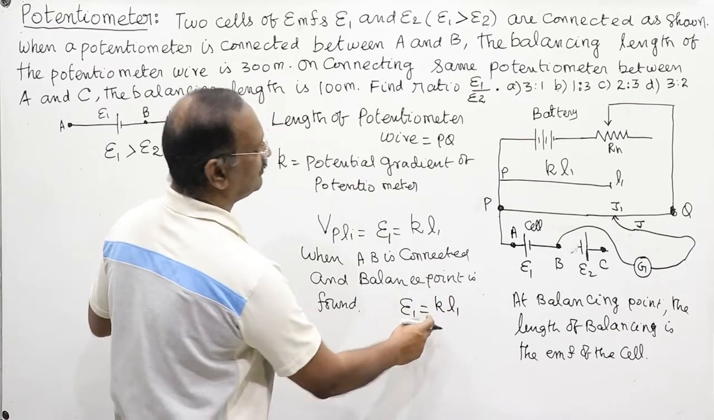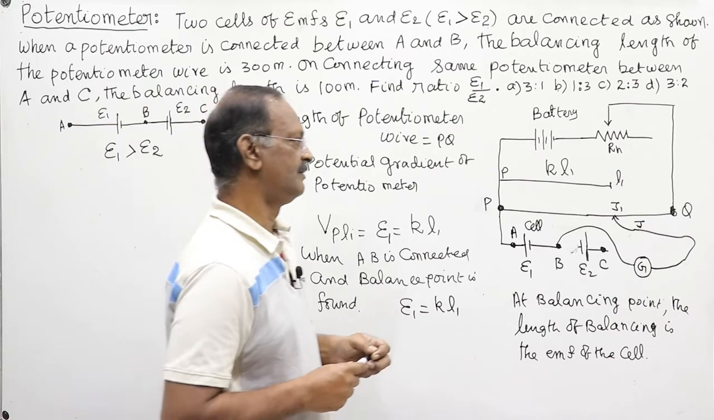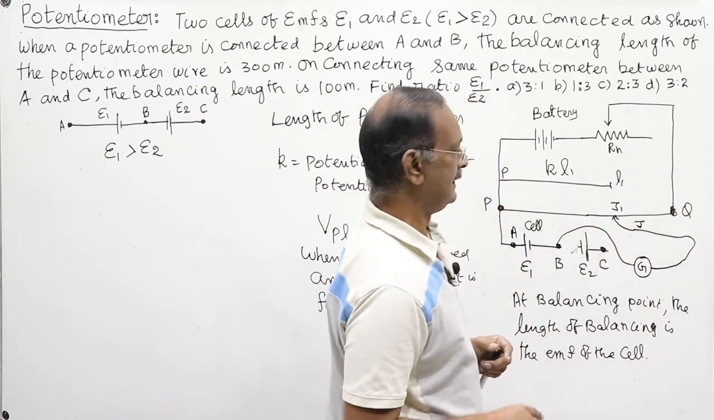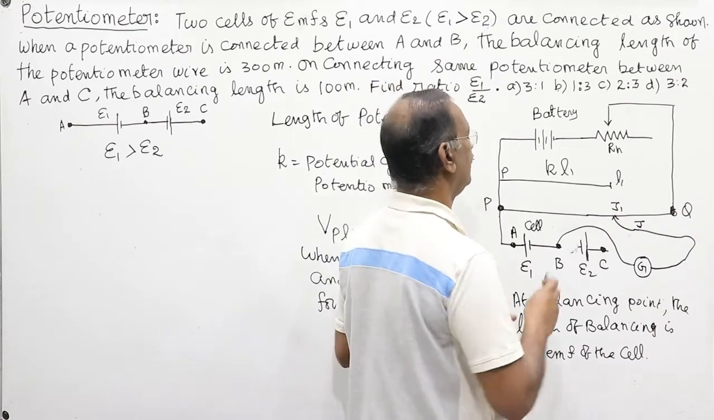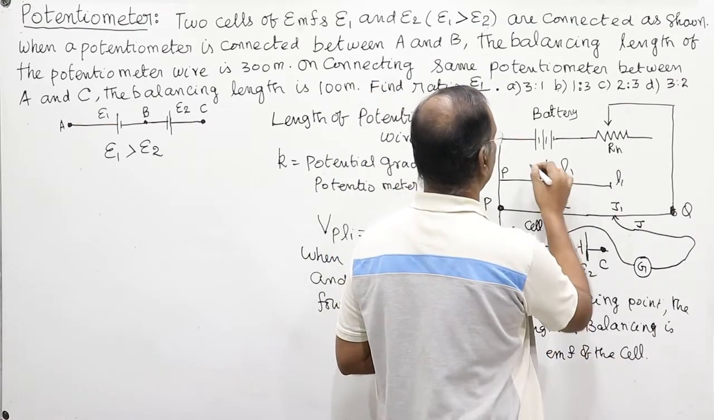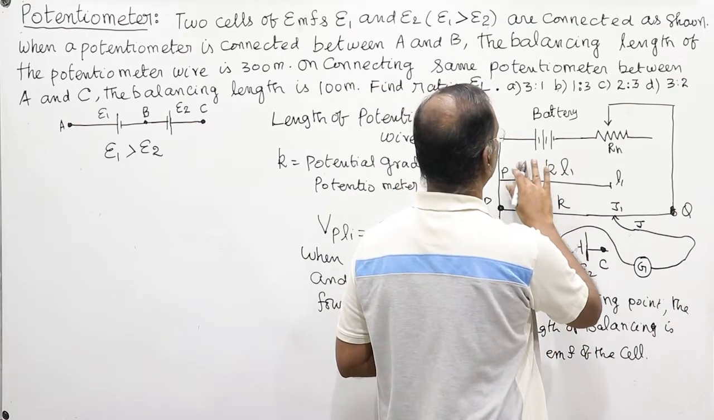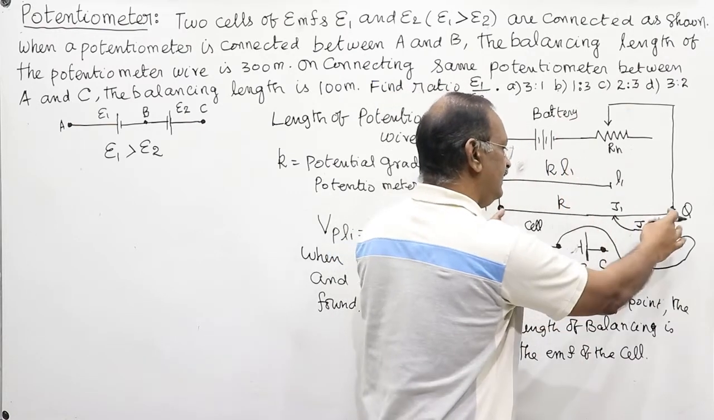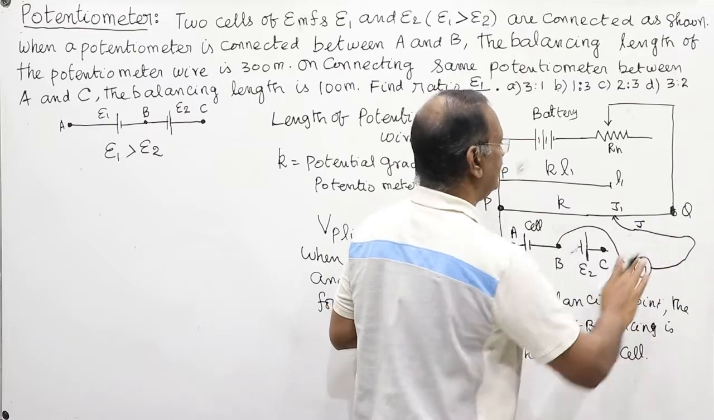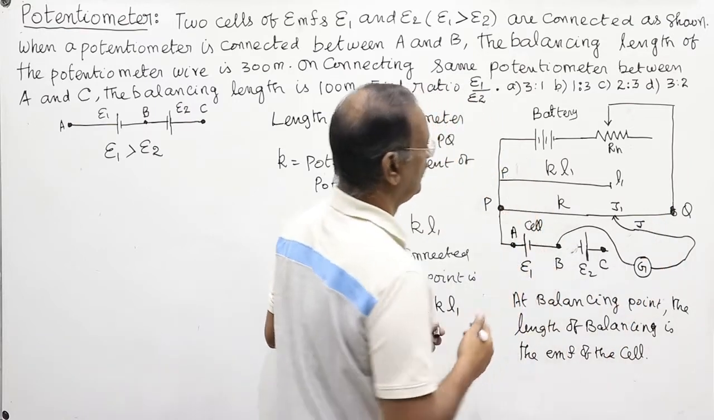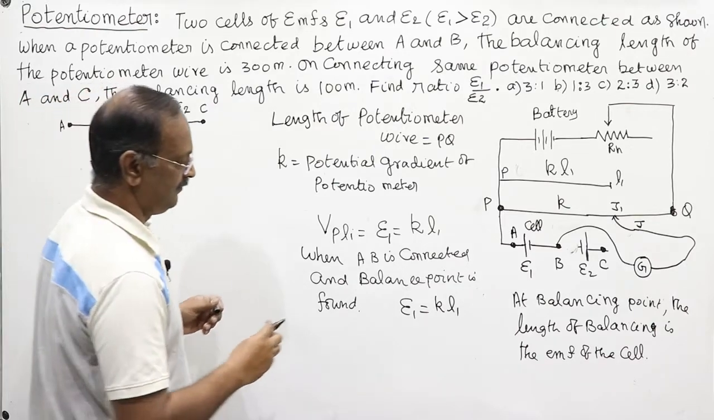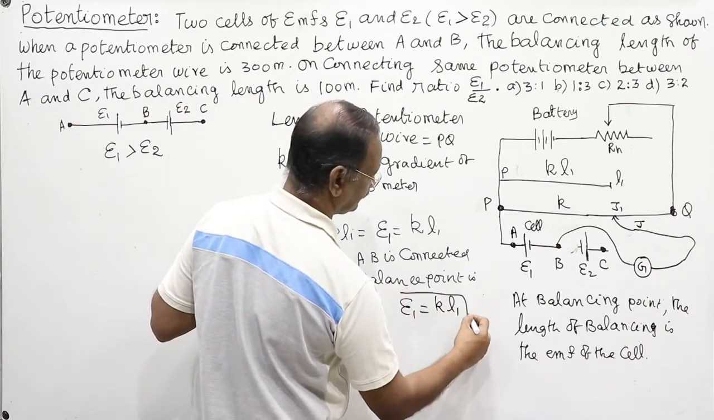Here the potential gradient does not change, because the length of the potentiometer wire does not change, therefore K will also not change. K for this and K for this are the same. For any length, K is equal to the battery EMF divided by the length. Since we are not varying the length, the potential gradient will not change. So this is our first equation.